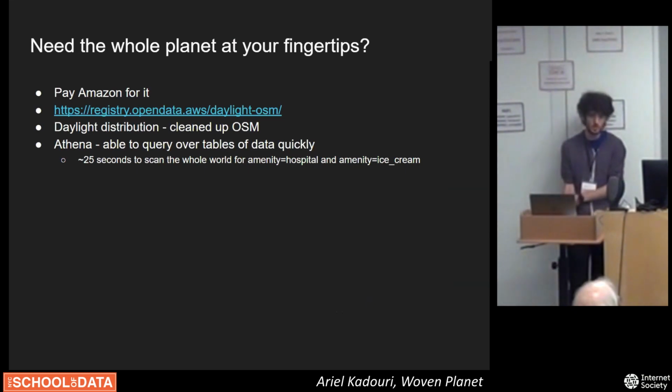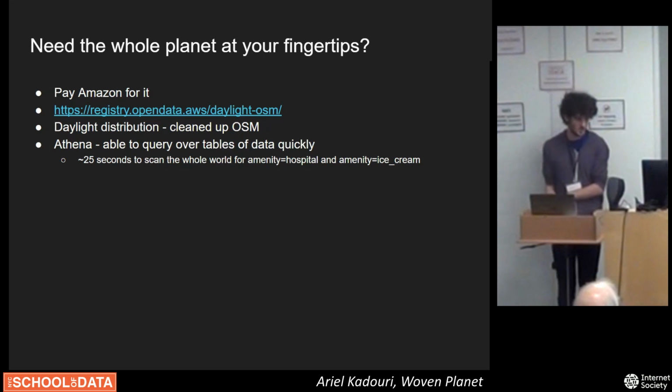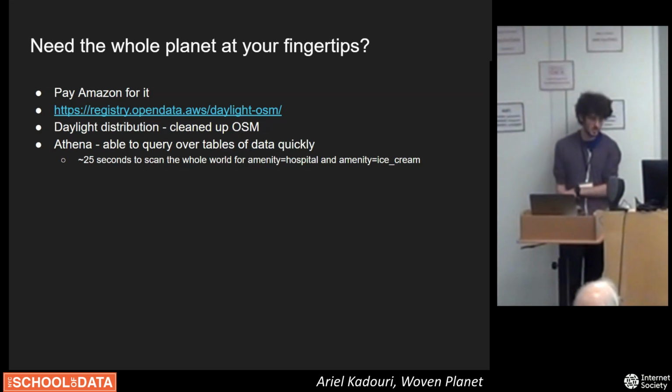And if you really do need the whole planet, but you don't want to spend a ton of time setting up that infrastructure, you don't have a powerful computer, you just pay Amazon to do it for you. So there's the Daylight distribution, which is a cleaned up version of OpenStreetMap put out by Meta, which they use in their products. By clean up, I mean they remove swear words and they remove some self-intersecting geometries, things like that.